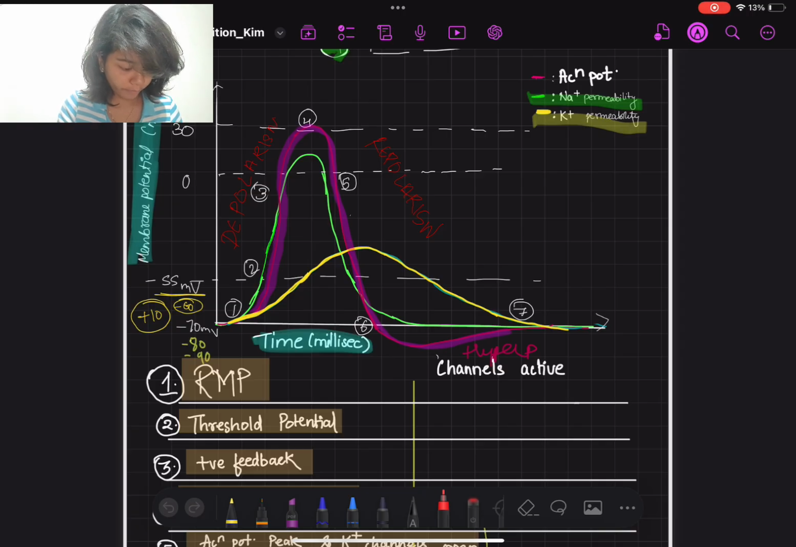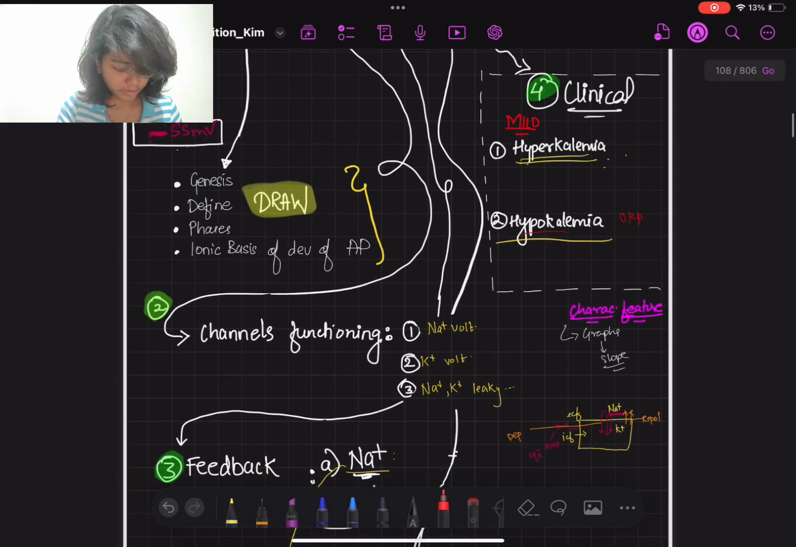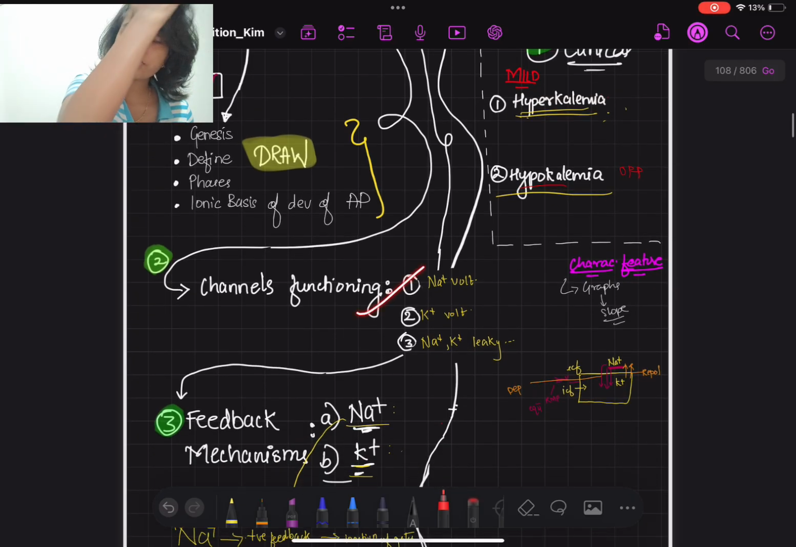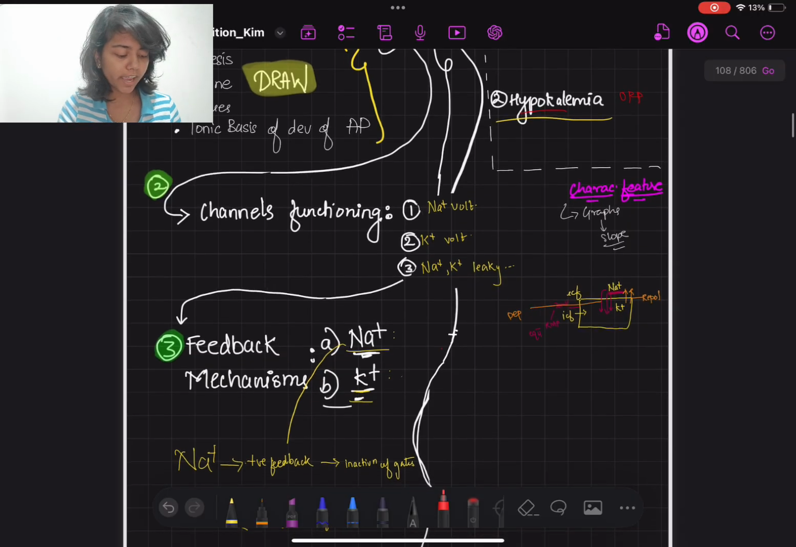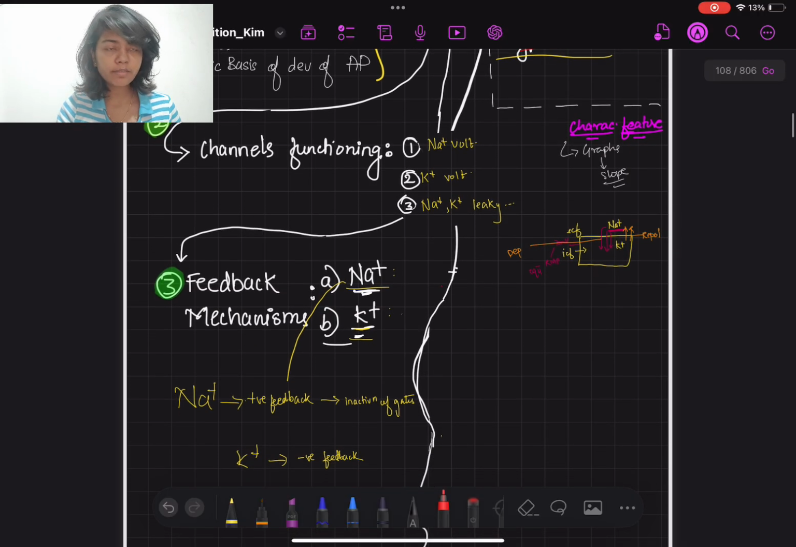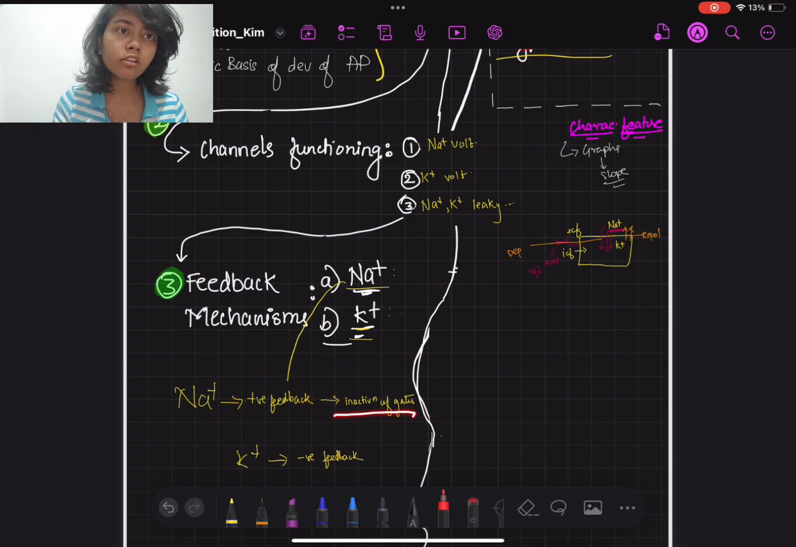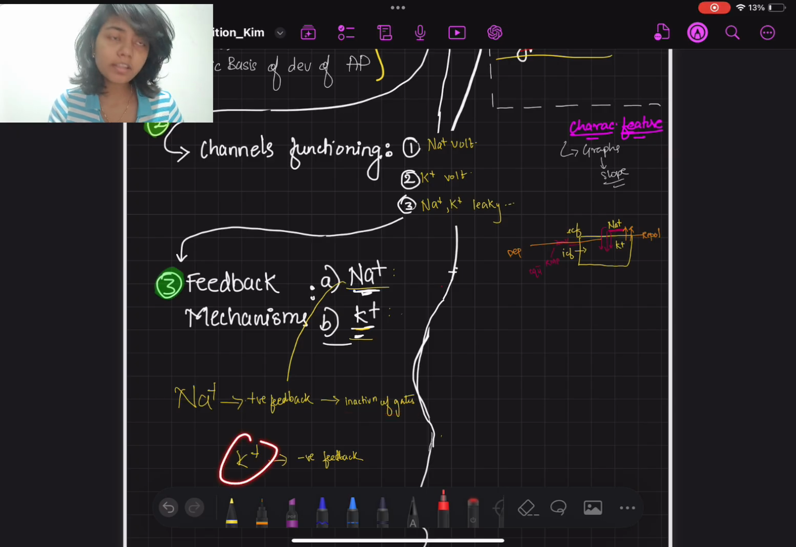Hope you have got it till now. So okay, let me check. Threshold potential is done, the phases, the questions asked are done, channels functioning is sodium voltage gated, potassium voltage gated, and to a small extent sodium potassium leaky channels, and feedback mechanisms you have to remember, sodium पे positive feedback and then inactivation of the gates, क्योंकि कितना depolarize, no, depolarization is done, no, so now stop, and then potassium का negative feedback होता है, okay, so hope you have understood.